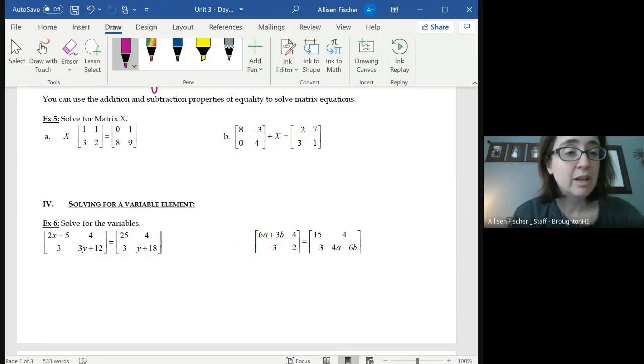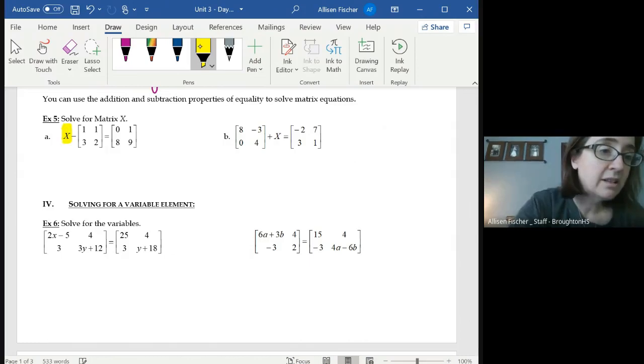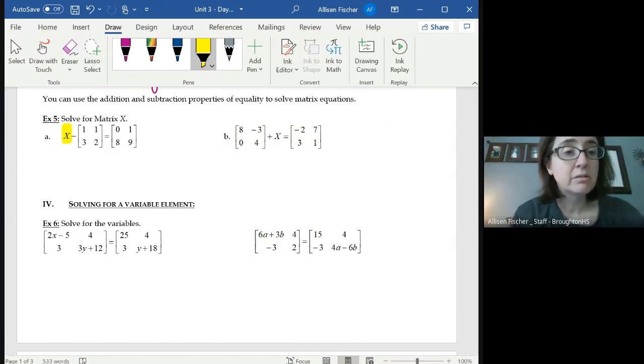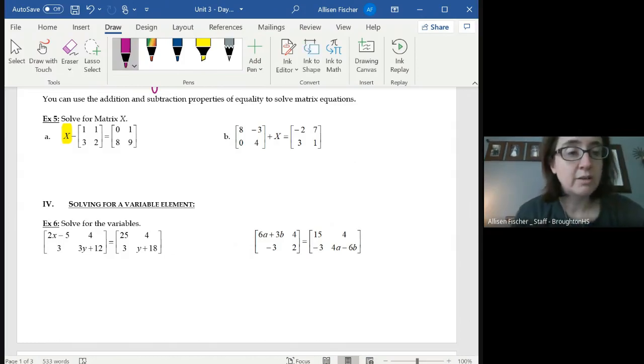So capital letters mean matrix. So in this problem, when we see an X, that means our unknown is a matrix. So when the problem says X minus the matrix 1, 1, 3, 2 equals the matrix 0, 1, 8, 9, I want to know what matrix X is. Now, some of you might be able to do that in your head and figure that out. Others of you are going to want a more structured way to do this problem.